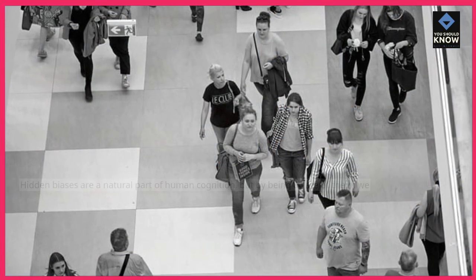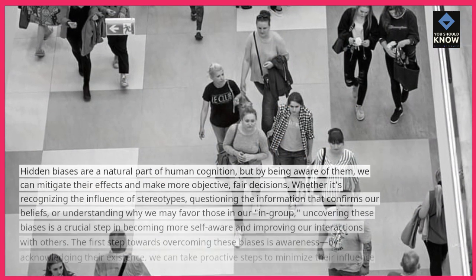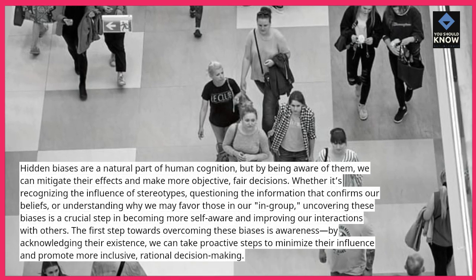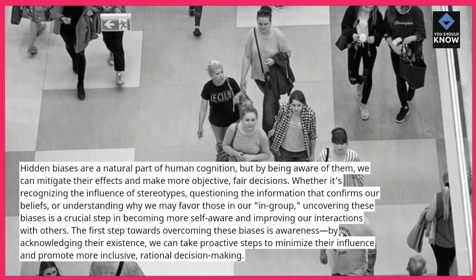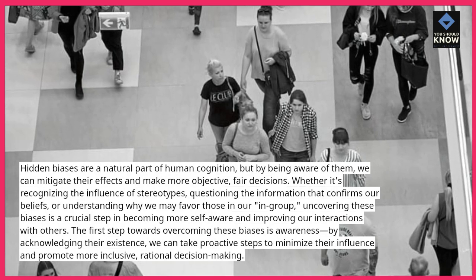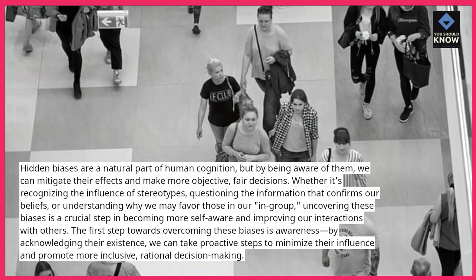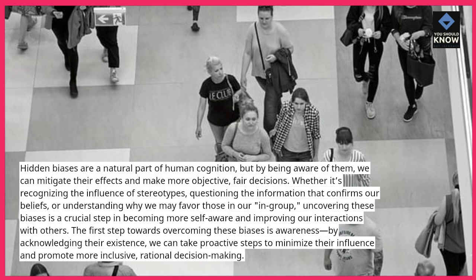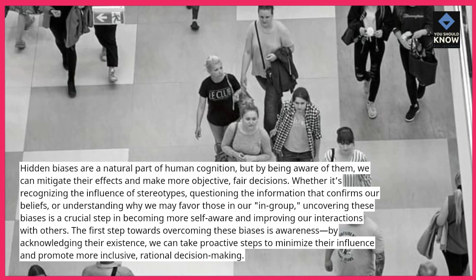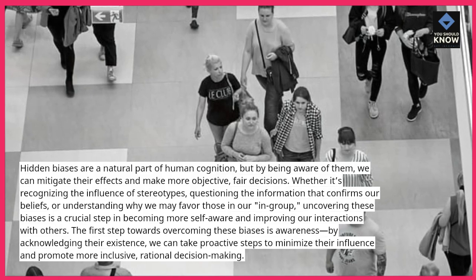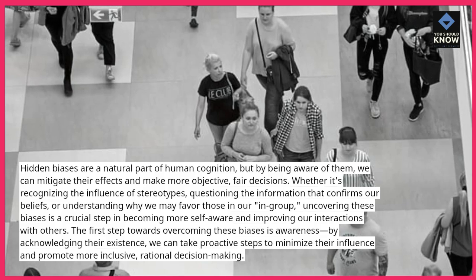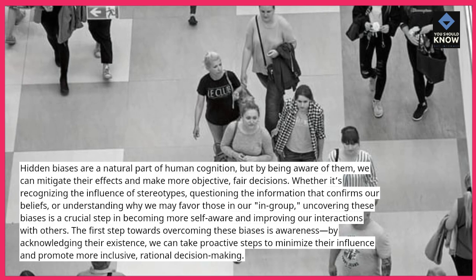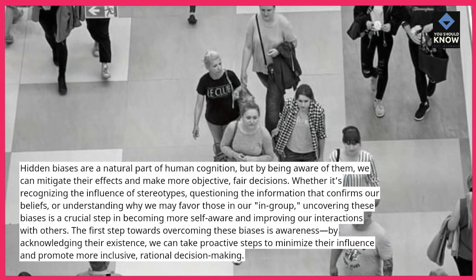Hidden biases are a natural part of human cognition, but by being aware of them, we can mitigate their effects and make more objective, fair decisions. Whether it's recognizing the influence of stereotypes, questioning the information that confirms our beliefs, or understanding why we may favor those in our in-group, uncovering these biases is a crucial step in becoming more self-aware and improving our interactions with others. The first step towards overcoming these biases is awareness. By acknowledging their existence, we can take proactive steps to minimize their influence and promote more inclusive, rational decision-making.